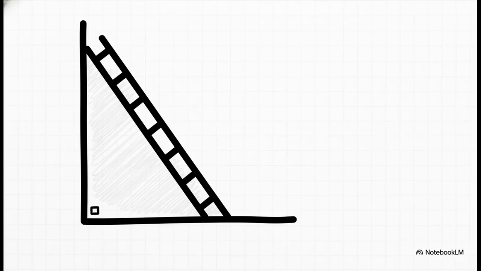All right, let's jump into our first guided practice. A 10-foot ladder leans against a wall. The base of the ladder is 6 feet from the wall. How high does it reach?